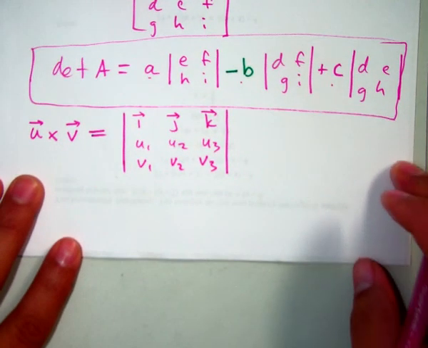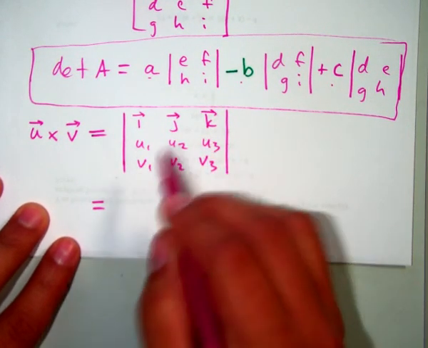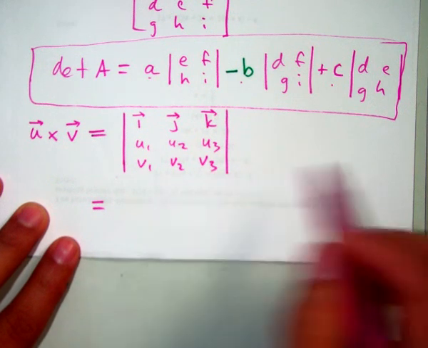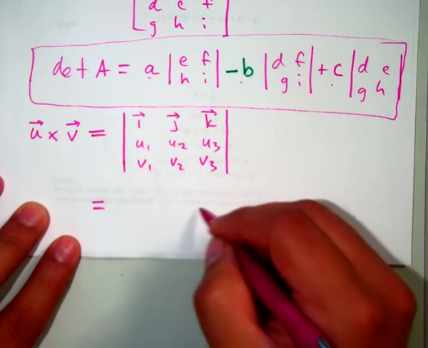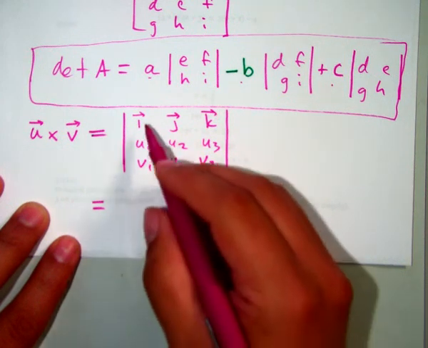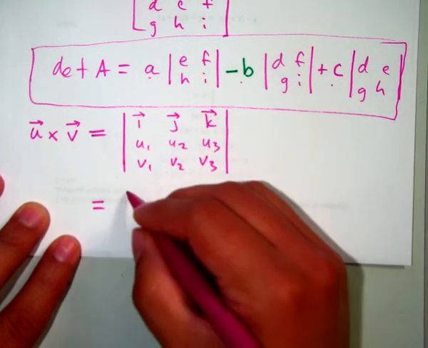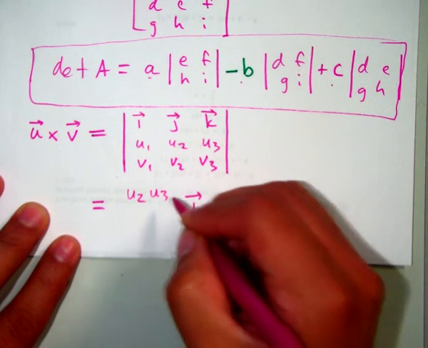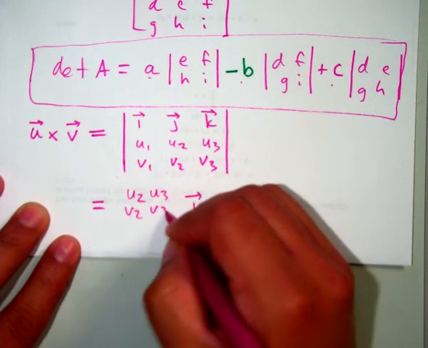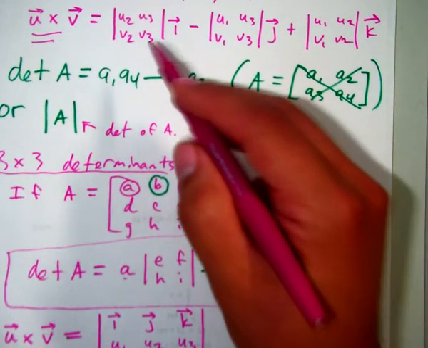Watch what happens. If you just remember what this means, right? Think about how we did the determinant. Instead of putting the I first, I'm going to put it at the end. Is that okay with everybody? And then we do the same thing. Eliminate the row, eliminate the column. What's left? U2, U3, V2, V3, and look at that. That's exactly the first part of the definition. Okay?